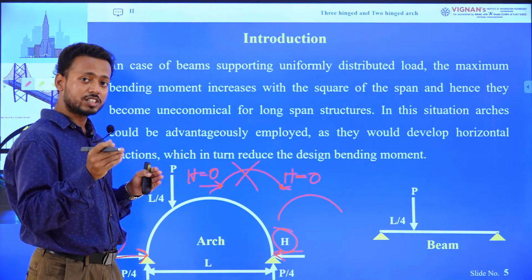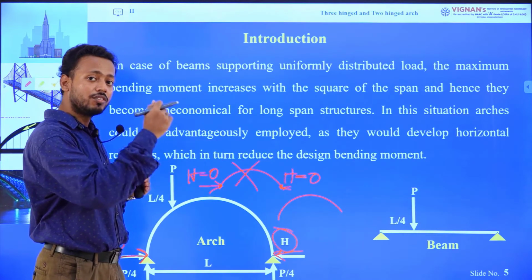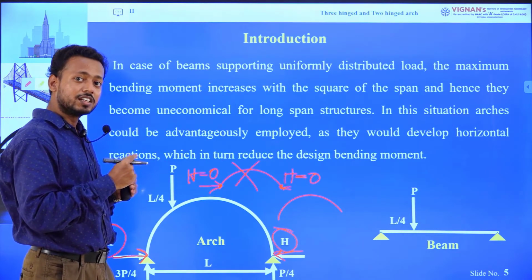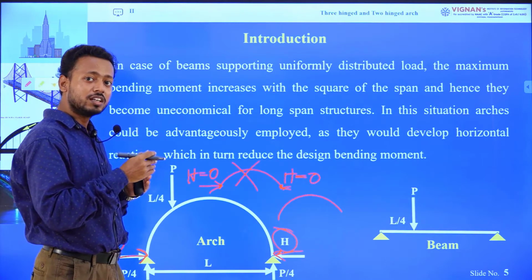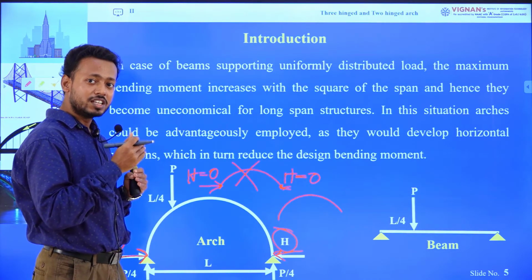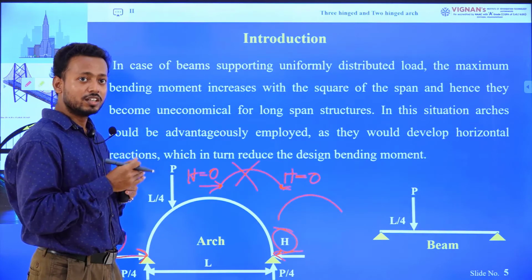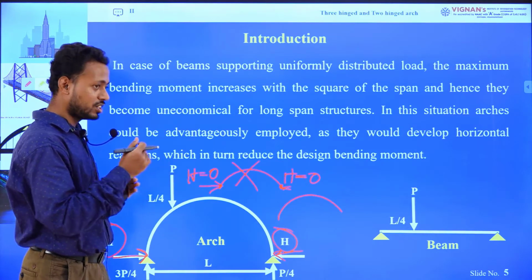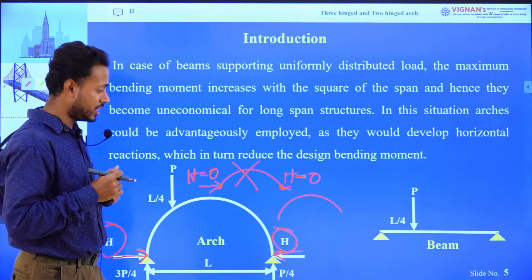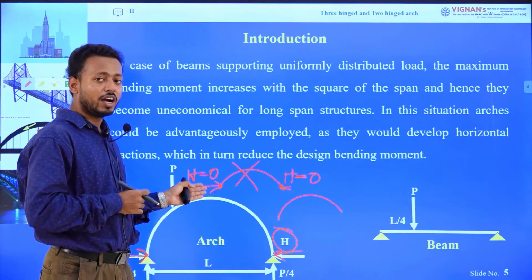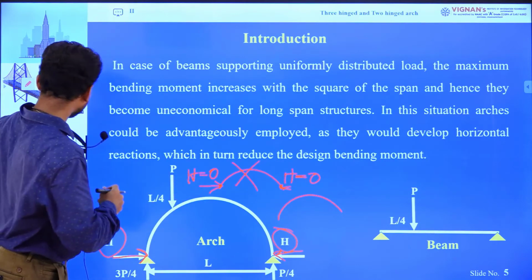The horizontal thrust resists the vertical deflection and the supports stay intact in their initial position. This phenomenon, this action, is called arch action. Then only it will be called an ideal arch, right?